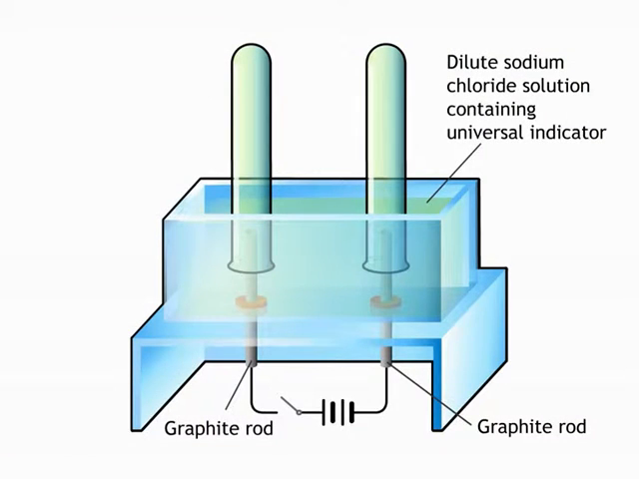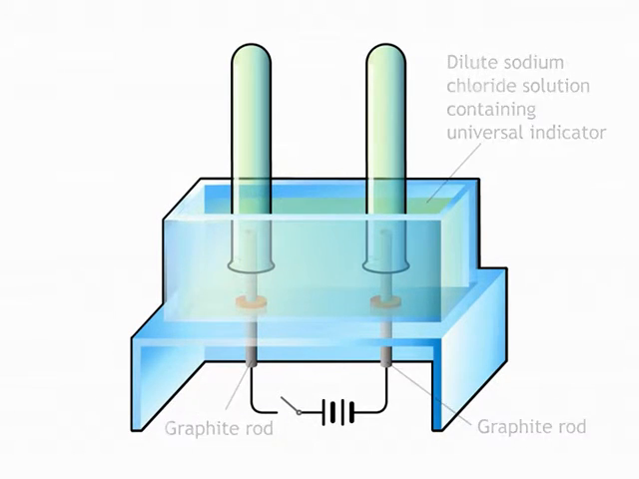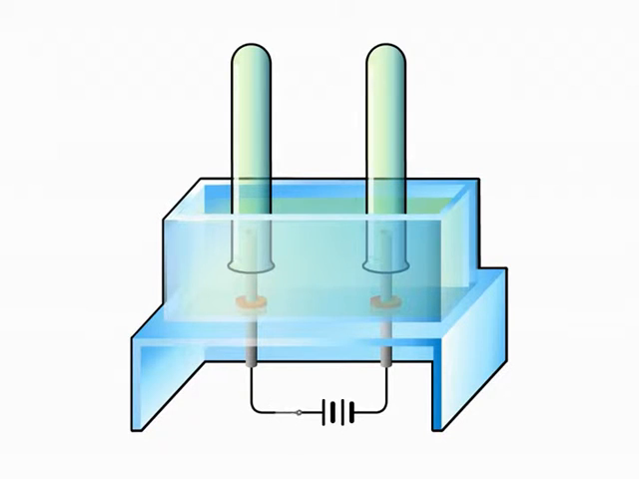In the setup of electrolyzing dilute sodium chloride solution, a few drops of universal indicator are added to the solution. Therefore, the solution becomes pale green in color. When the circuit is closed, the graphite electrode on the right becomes the cathode and the left becomes the anode. Electrons flow from the anode to the cathode via the external circuit.